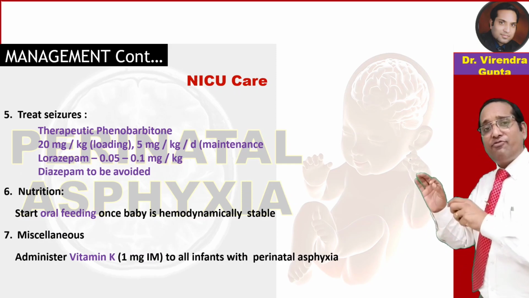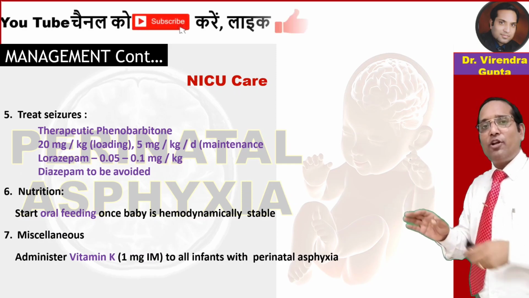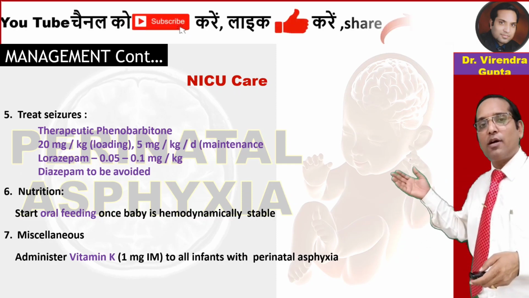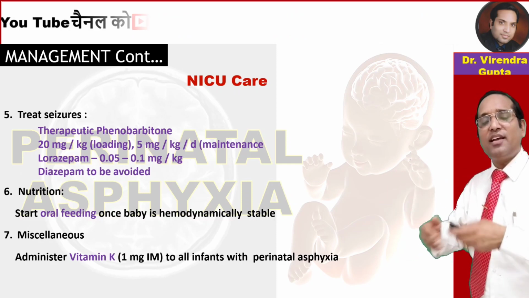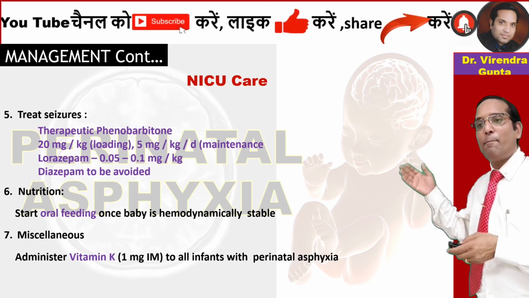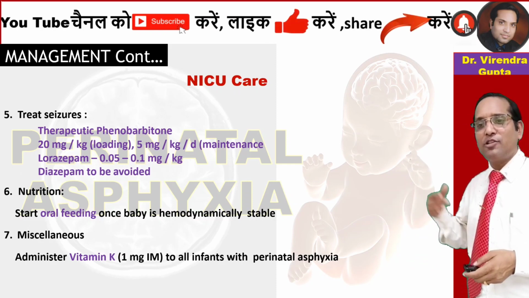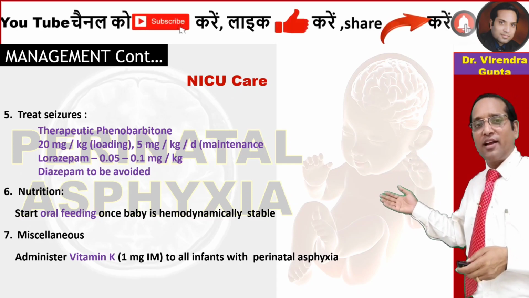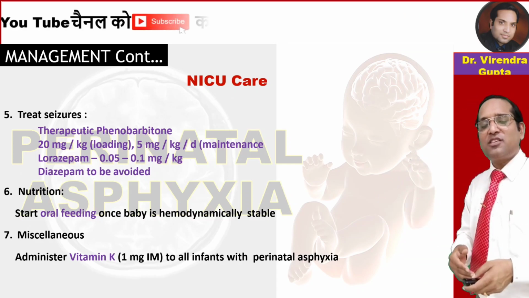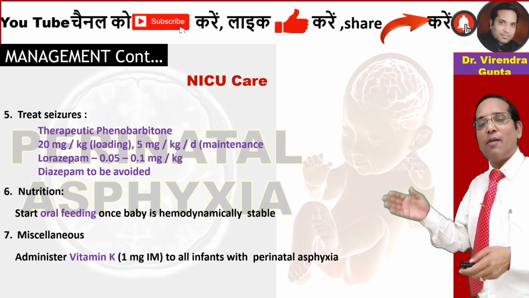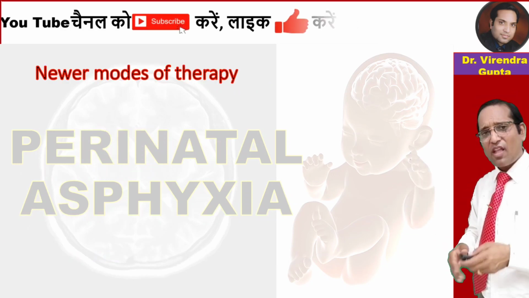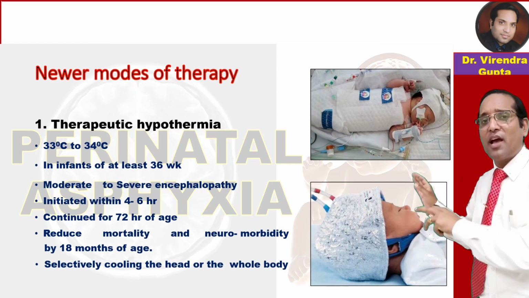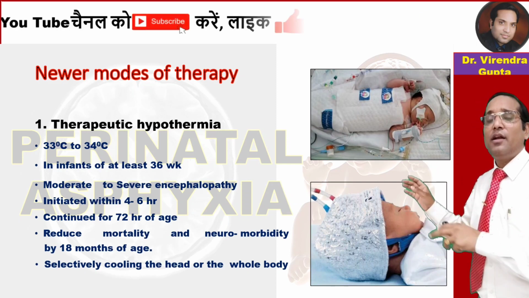And guys, if the child has a seizure, therapeutic phenobarbital can be given at a loading dose of 20 mg per kilogram with maintenance of 5 mg per kilogram per day, and lorazepam may also be given. Nutrition is to be started as soon as possible when the patient is hemodynamically stable, and administer vitamin K 1 mg IM to all infants.